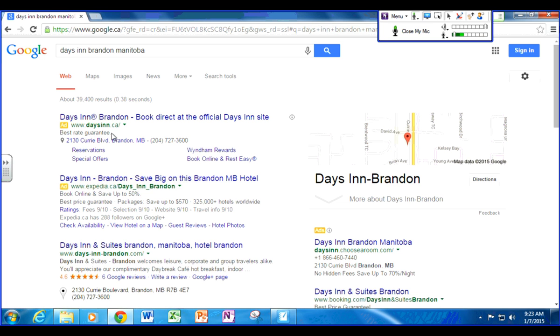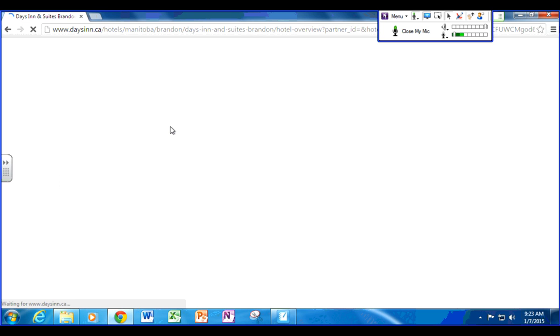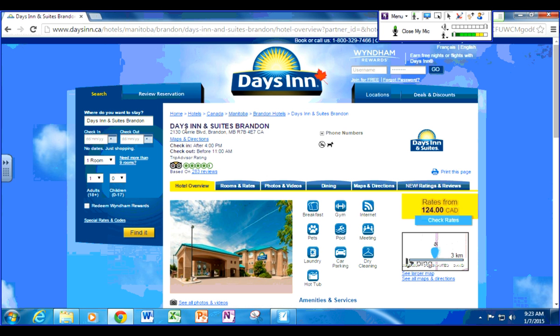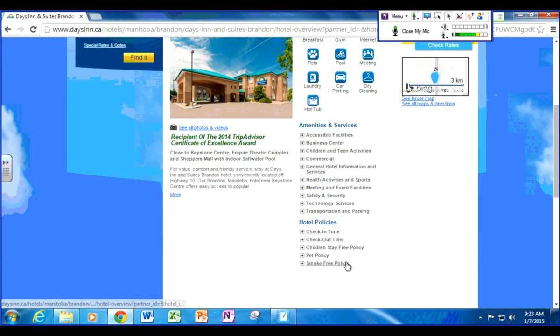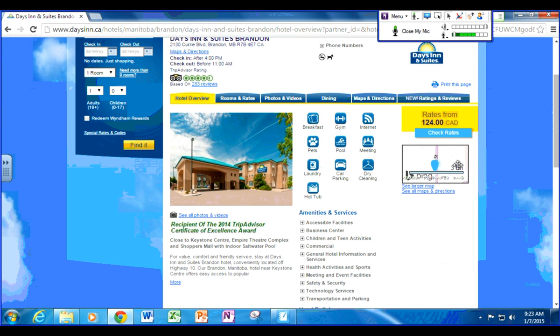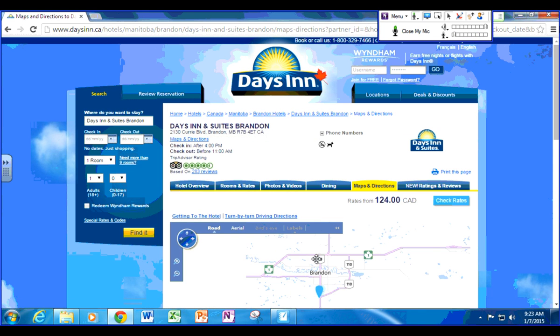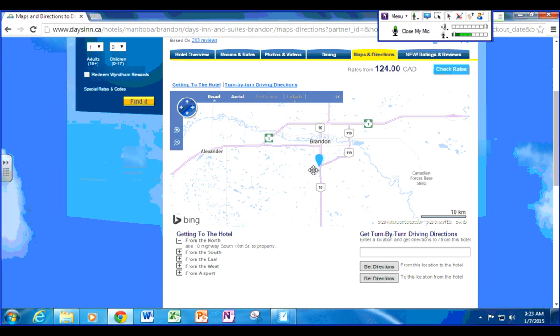Okay, the Canada makes me feel better because I think that I might have a better chance of finding a room there. Okay, there it is. Days Inn and Suites Brandon. It says Brandon, Manitoba. And if we weren't really sure about it, we could actually look it up on Google Maps and see where it is. Okay, there we go. There's a map. It shows us.